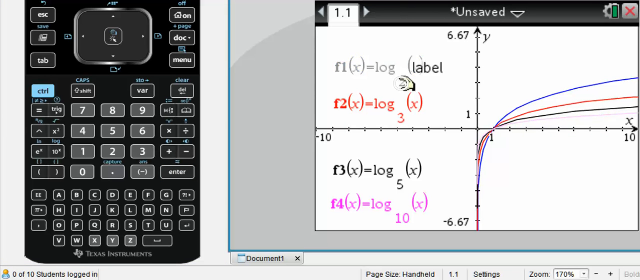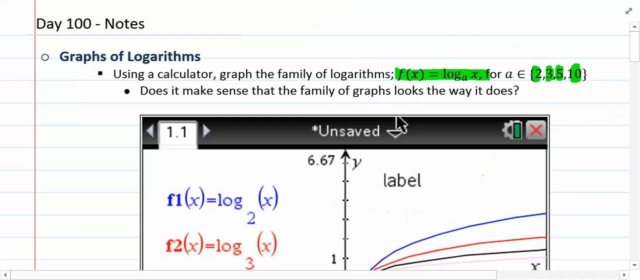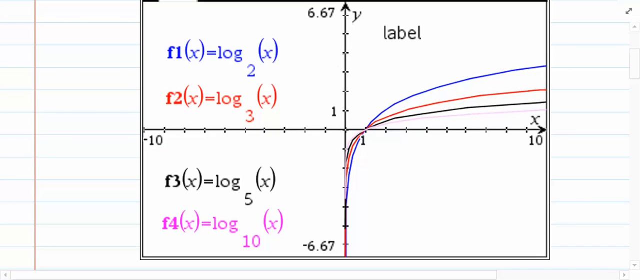The logarithm base 2 is the blue function, logarithm base 3 is the red, logarithm base 5 is the black, and logarithm base 10 is this pink graph here. And the question we have to ask ourselves is, does this make sense that the family of graphs looks this way? Does it make sense to you that this is how those functions should look? And hopefully you start to say, yes, this should make sense to you, or hopefully you understand why some of these features are true, or why they happen to be the case here.